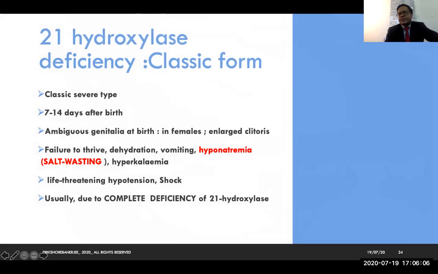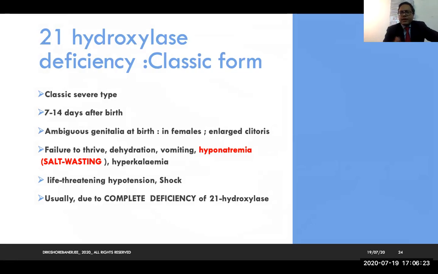21-hydroxylase deficiency, the classic form, some people also call the salt-wasting form. What would be their presentation? You don't need to memorize this. You can figure it out on your own, because I mentioned to you that this is a problem of lack of aldosterone, a mineralocorticoid, lack of cortisol, and excess of sex steroids.